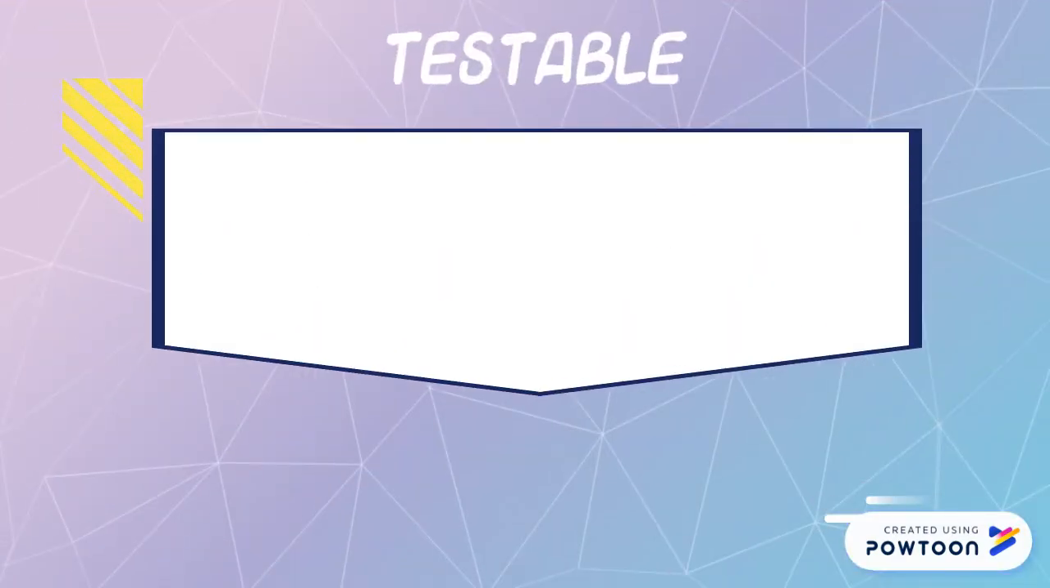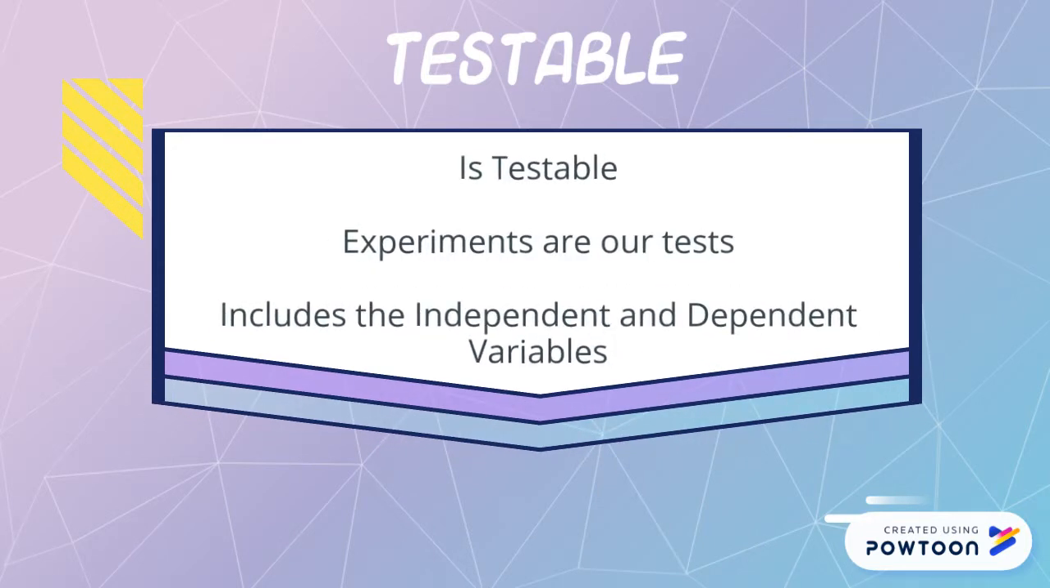The hypothesis should frame our experiment, and the experiment is the test that will tell us if our hypothesis is correct or incorrect. The hypothesis must be worded so that it can be tested in the experiment, and it must include both the independent and dependent variables.